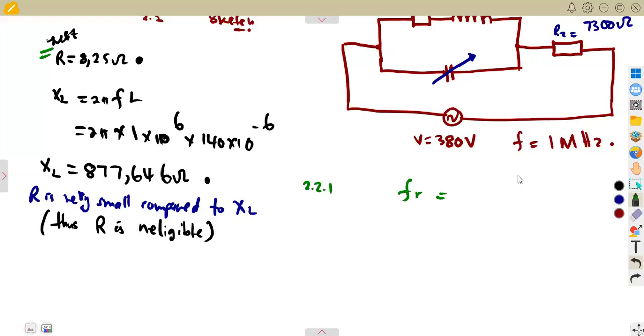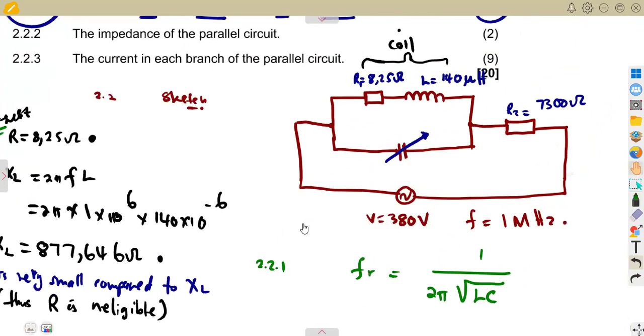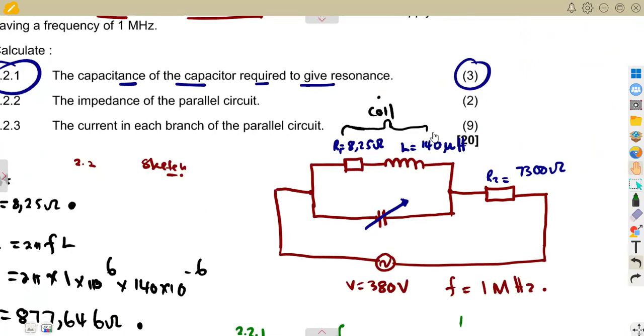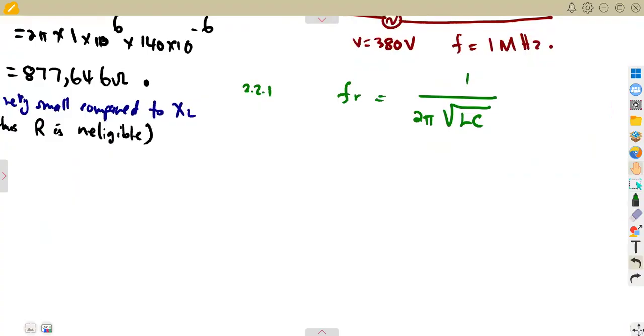So this formula is truly the one that you're going to use, that the resonant frequency is equal to 1 over 2 pi, the square root of LC. Why are we concentrating on this formula? It is because we need the capacitance. Guys, remember the question: the capacitance required to give resonance. In this formula, we have got the C, which is our capacitance.